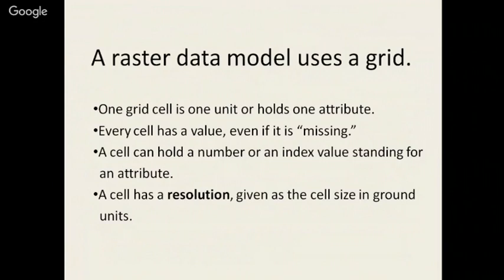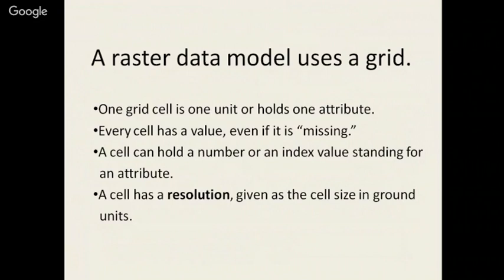It represents the absence of the data, like it gives a sign of some attribute. So a cell can hold a number or index value standing for an attribute. A cell basically holds a particular number which gives us information about the attribute.